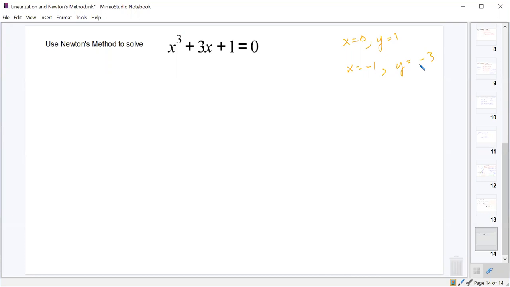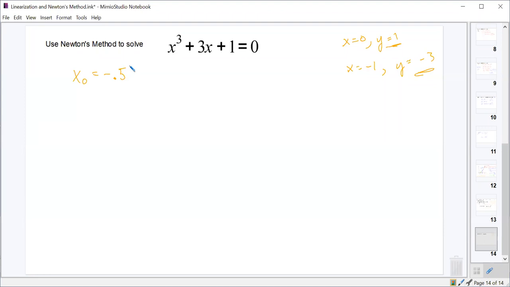And so where does it look like that x-intercept should be? Since we went from a positive at 0 to a negative at -1, it seems like that root should be between 0 and -1, right? Yeah. So what we're going to do is start with x sub 0 equals -0.5.